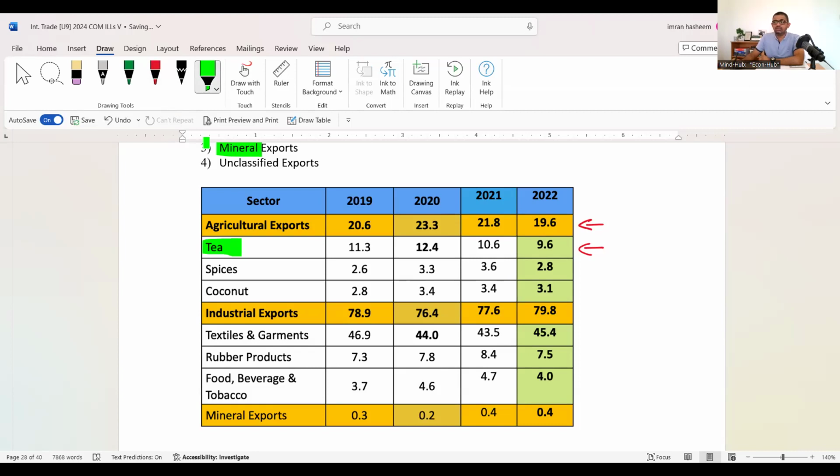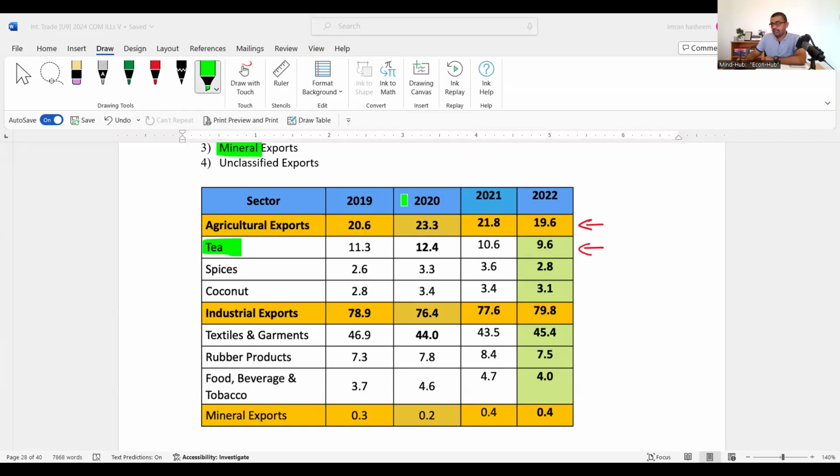And the contribution of the tea exports also seems to be showing a declining trend from 2020, from 12.4 to 9.6. Got it? Right. Then, yes, Ajay, your understanding is correct. And they are not significant enough for us to have a separate classification or a category. Okay?